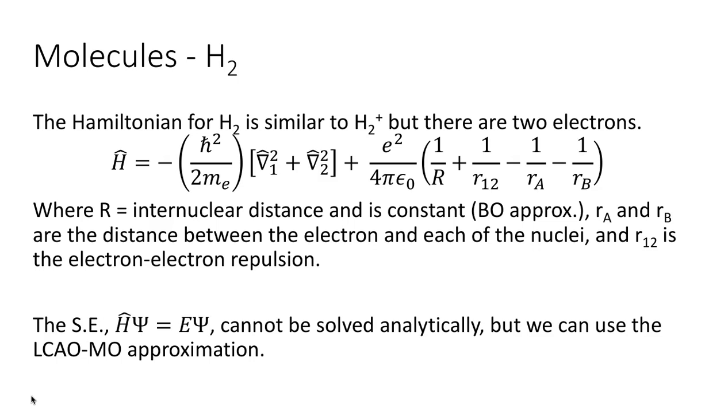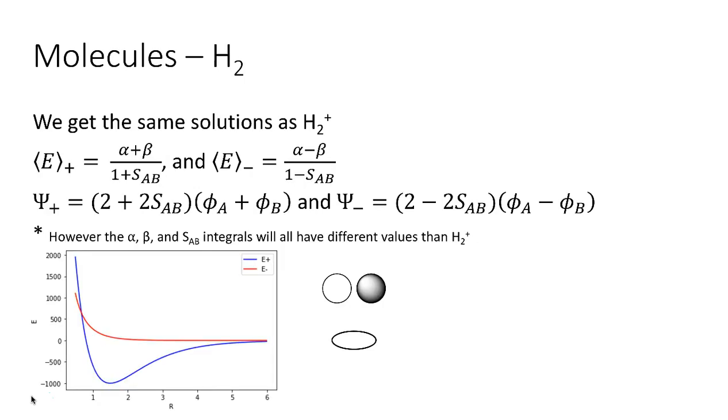So once again, since we can't solve the Hamiltonian, we can't get the actual wave functions, we're going to do an approximation to it, and we're going to use the LCAO-MO approach. Once again, this is the same as H2 plus, so we have a similar kind of Hamiltonian. We end up with similar solutions. Our expectation values, the energies of the two solutions, are the plus and minus that we got for our H2 plus. And then our two wave functions, psi plus and psi minus.